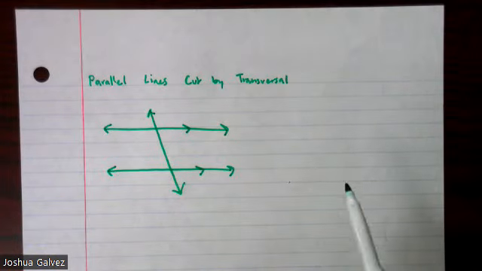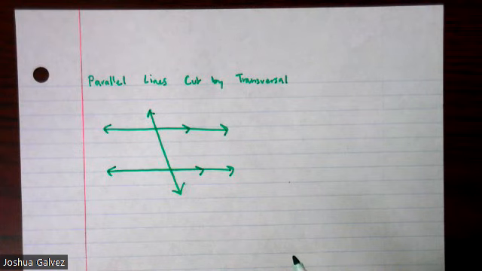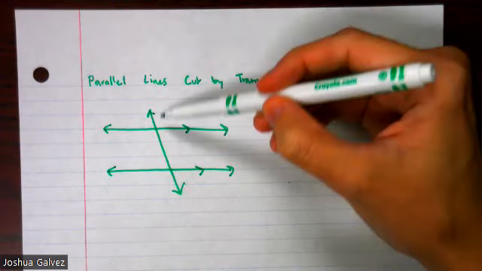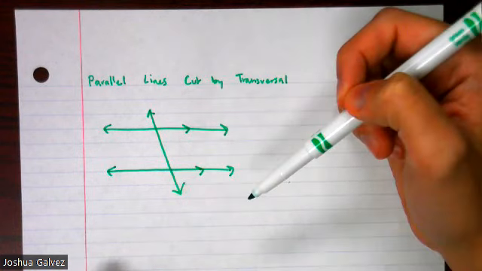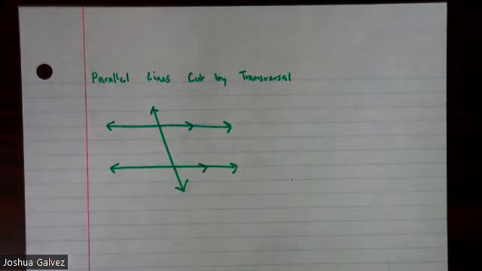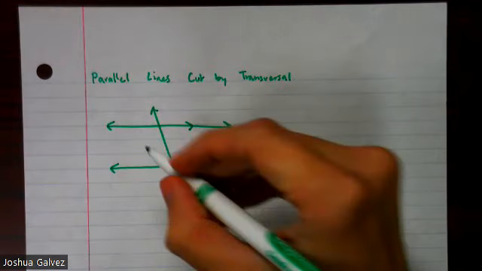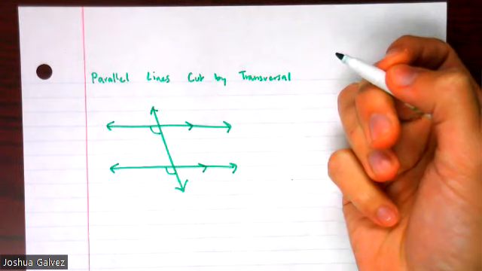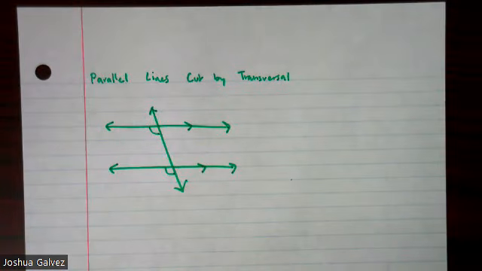Okay, let's talk about parallel lines cut by a transversal line. So here we have a pair of parallel lines, and there's this third transversal line. Now, in a previous video, I talked about corresponding angles. So we know, for example, that this angle and this angle are congruent. They're copies of each other.